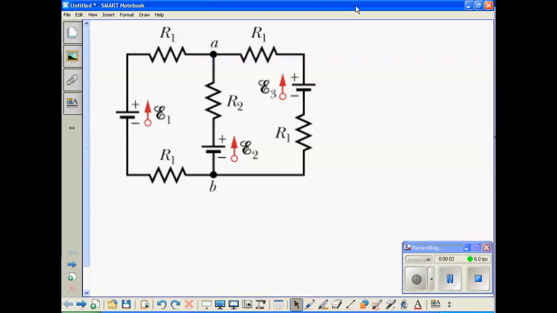I'm going to demonstrate an example of using Kirchhoff's laws to solve a somewhat complex circuit problem. I've chosen from the 7th edition of Halliday, Resnick, and Walker, problem number 27. And that one, because of the numbers they give, could actually be done with some shortcuts. But for the beginner, I don't know that shortcuts are necessarily the way to go.